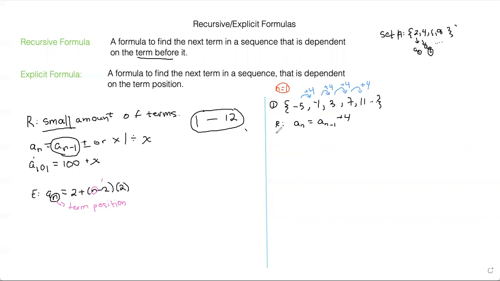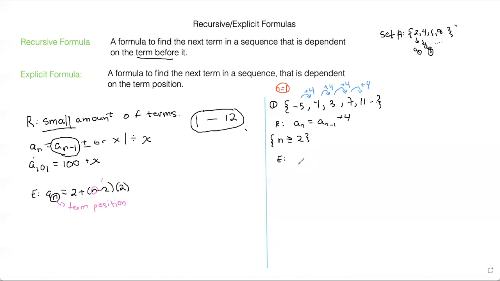So for recursive, you have n is greater than or equal to 2 as your domain restriction, because you know that in order to start from n is equal to 1, you can only go from 2 and above, not anything below 2. So that's your recursive formula. So now let's try writing an explicit formula for this. If you've seen my video on arithmetic sequences, you know exactly how to find this in an easy way.